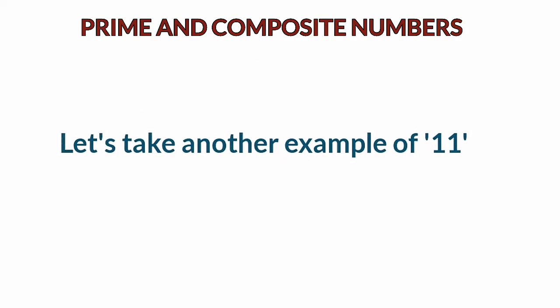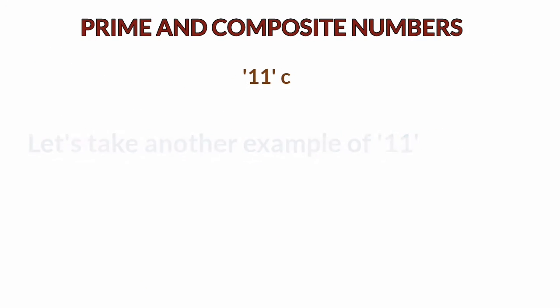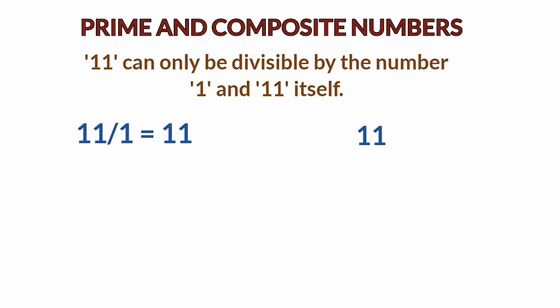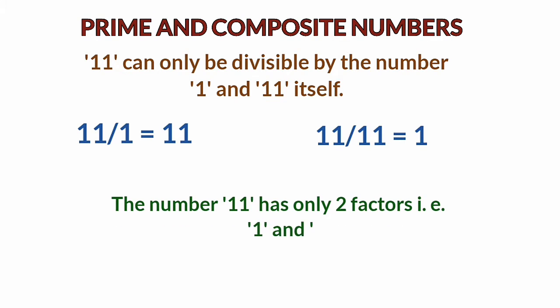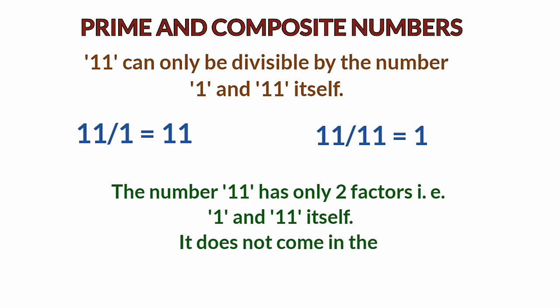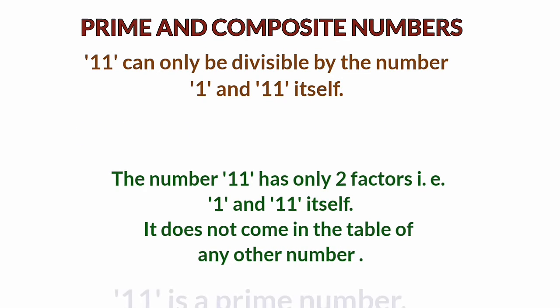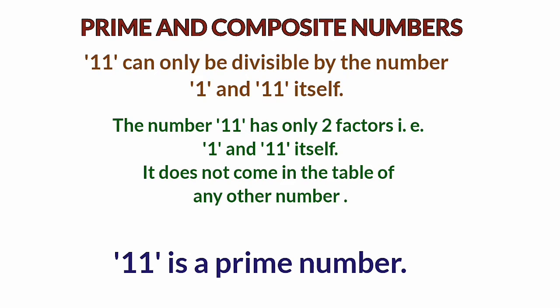Let's take another example of 11. 11 can only be divisible by the number 1 and 11 itself. 11 divided by 1 equals 11. 11 divided by 11 equals 1. So the number 11 has only two factors, that is 1 and 11 itself, and it does not come in the table of any other number, so it is a prime number.